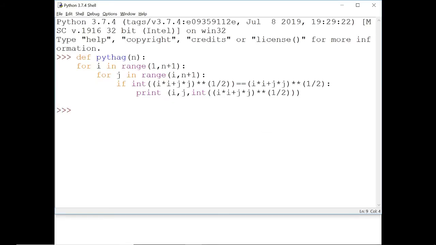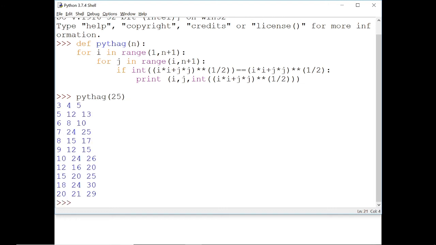So here's my function, Pythag of n. Let's try it out with Pythag of 25, looking for all of the Pythagorean triples with a and b up to 25. And there it's given me a list. So 3, 4, 5, 5, 12, 13, 6, 8, 10, 7, 24, 25, the ones that we've already seen. And it's found some more examples as well.